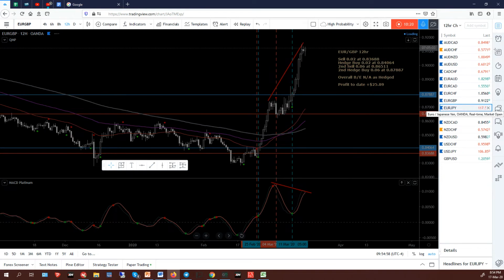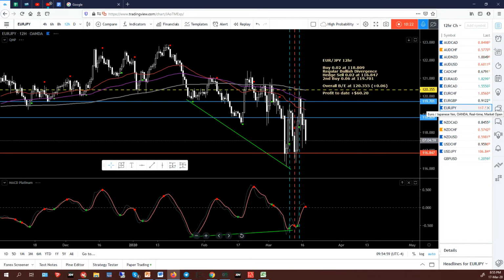Euro yen, I think this is one of my problem pairs because the yen pairs are all over the place. Took a buy, took a hedge sell, took a second buy. You can see, read my notes. There's my overall break even up there. This thing's gone up and just turned around again.